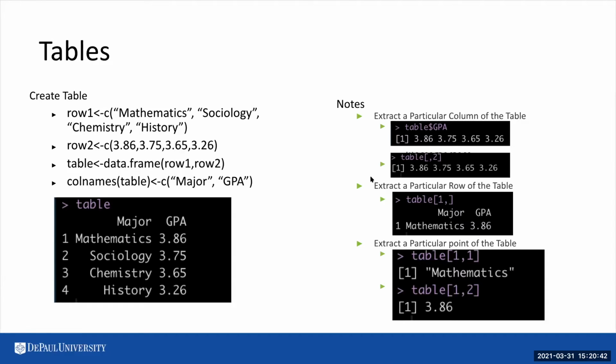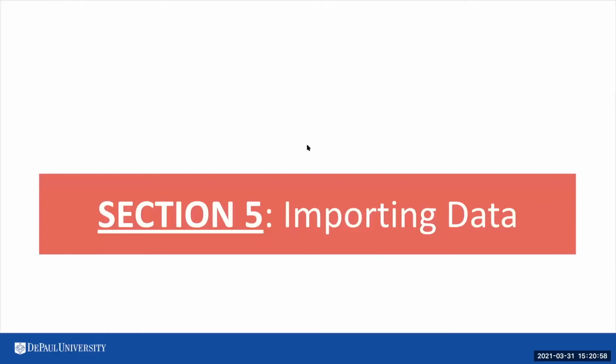So yeah, just be mindful that to extract a row and to extract a specific point, you would have to use the matrix method. And for extracting a particular column, you can use either the listing method or the matrix method. So now I'm going to pass it over to Lauren, and she's going to be able to talk more about importing data and everything.